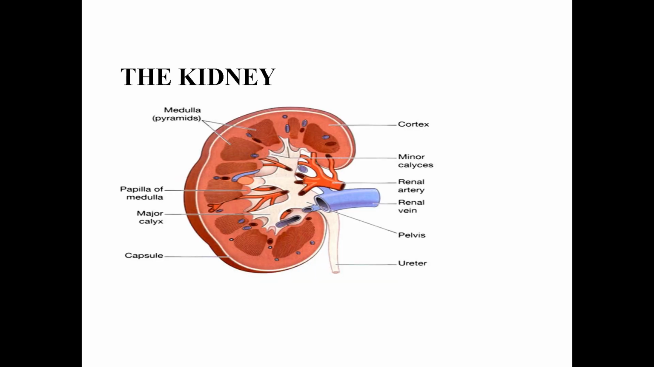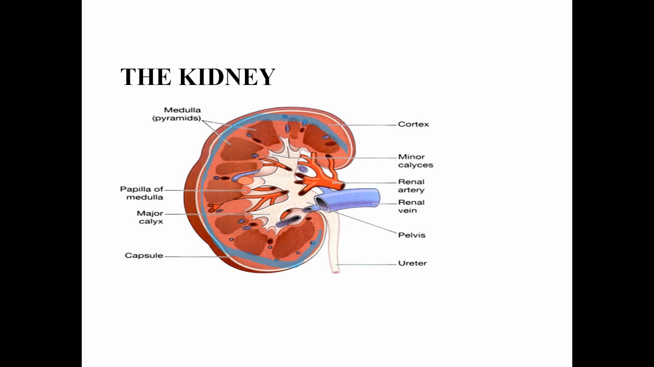So the outer internal structure, this structure here, is known as the renal cortex. The renal cortex consists of the glomerular capsule and the proximal and distal convoluted tubules.